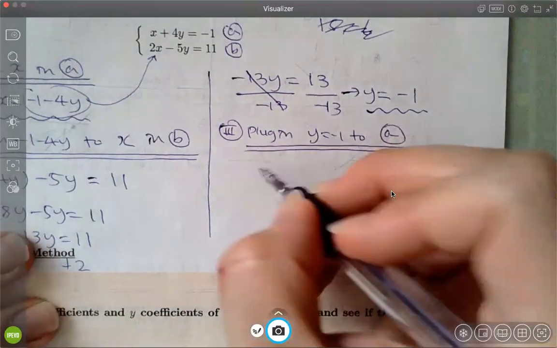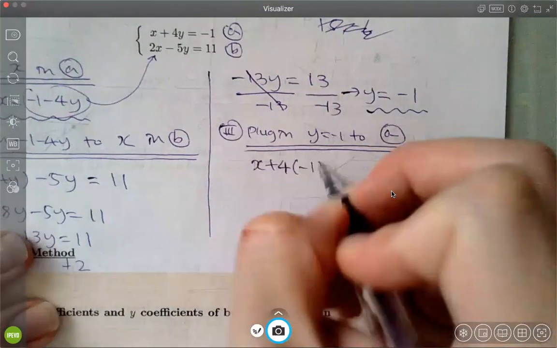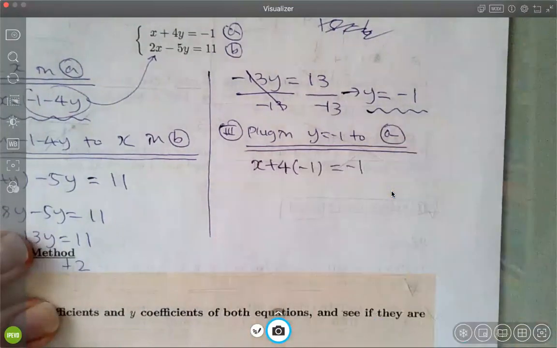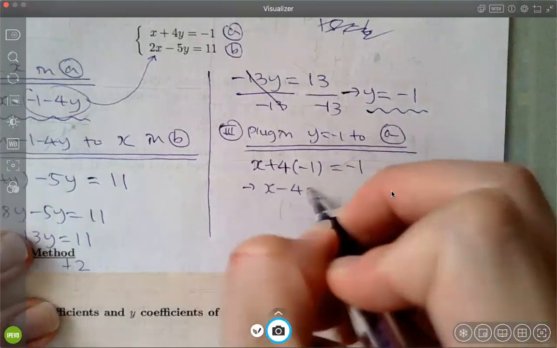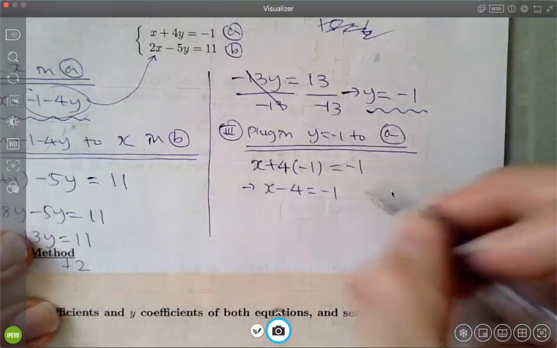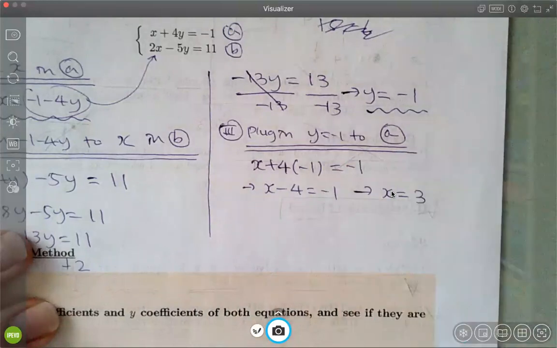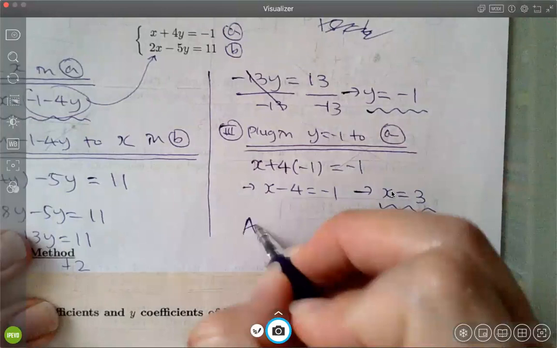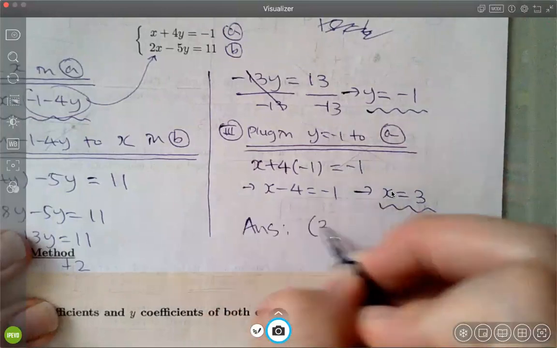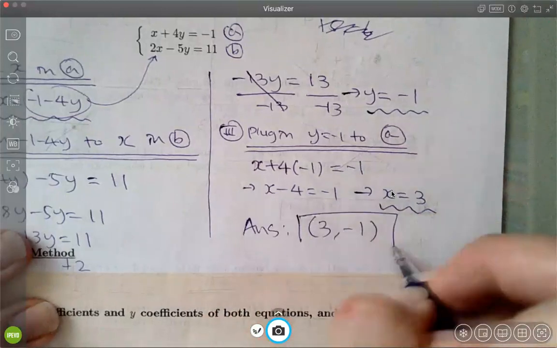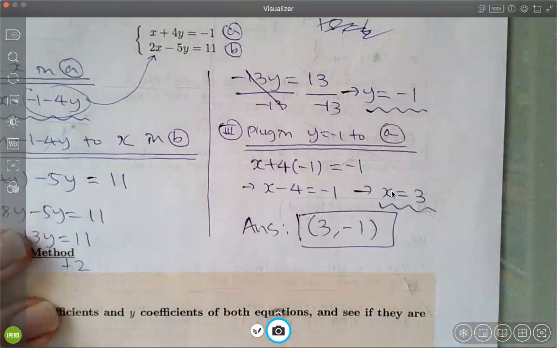X plus 4 times negative 1 equals negative 1. So what is this? X minus 4 is negative 1. So by adding 4, x is equal to 3, right? Okay, so what's the answer? 3 comma negative 1. Okay, ordered pair. Don't forget to express your answer like that, as an ordered pair.